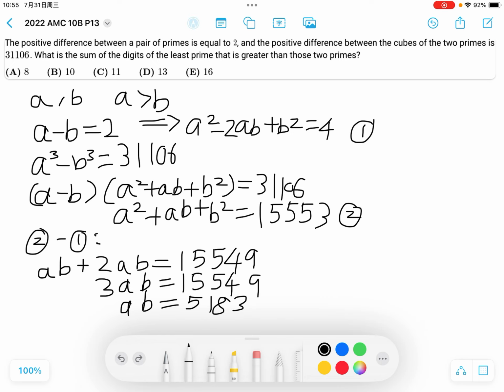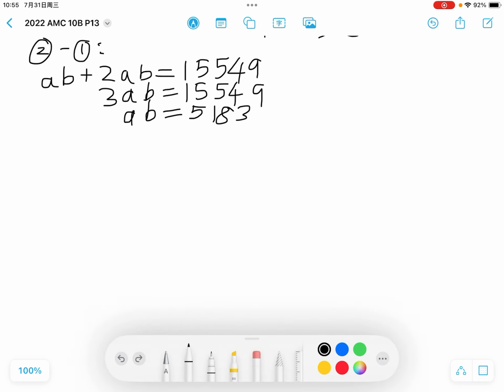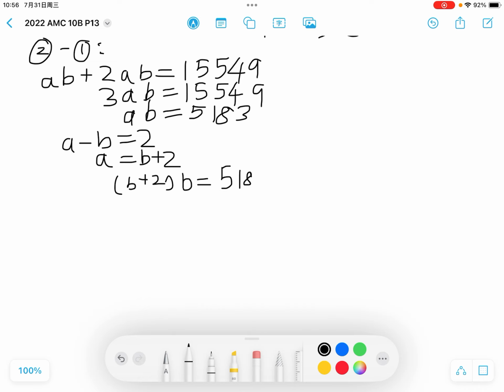So why don't we substitute A minus B equals 2 once again, since that strategy just proved to be useful. We can rewrite it in terms of A: A is equal to B plus 2. I substitute A equals B plus 2 into AB equals 5,183. So I have B plus 2 times B equal to 5,183. Now all I have to do is factorize 5,183.